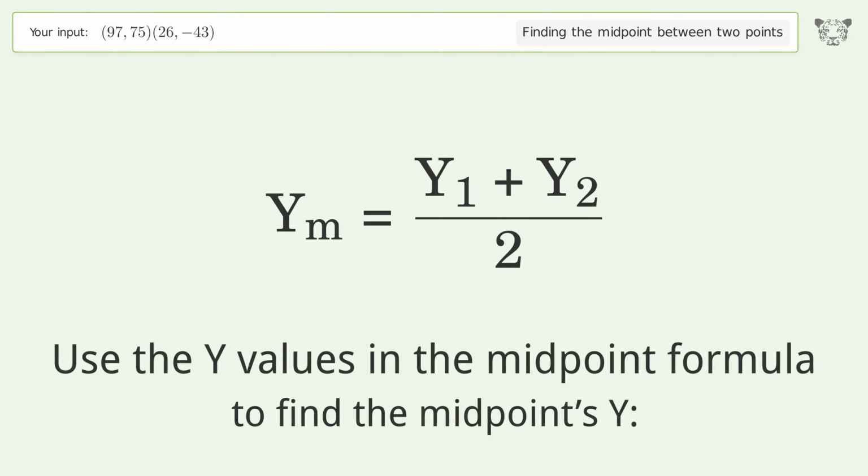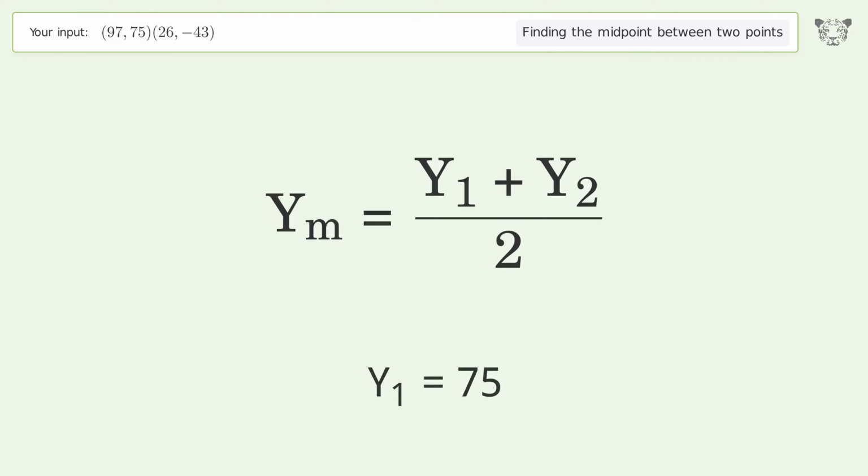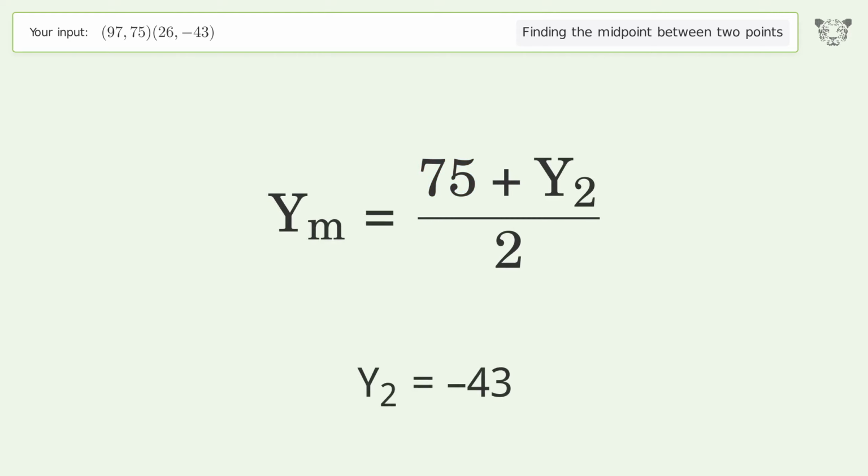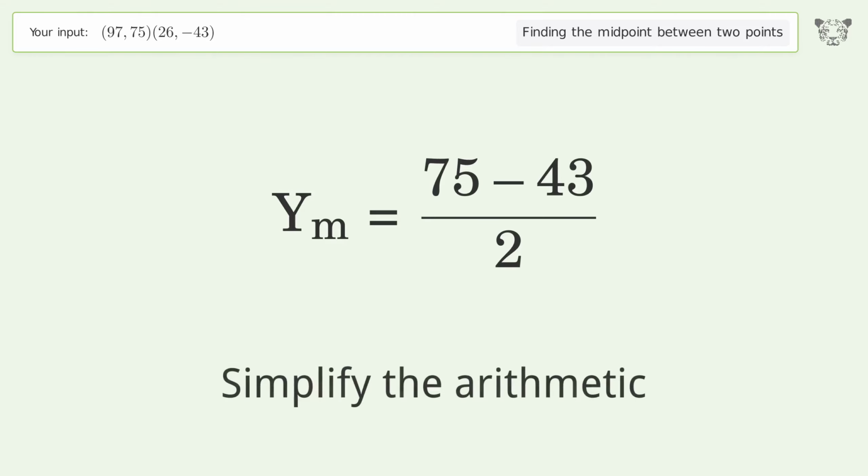Use the y values in the midpoint formula to find the midpoint's y. y1 equals 75. y2 equals negative 43. Simplify the arithmetic.